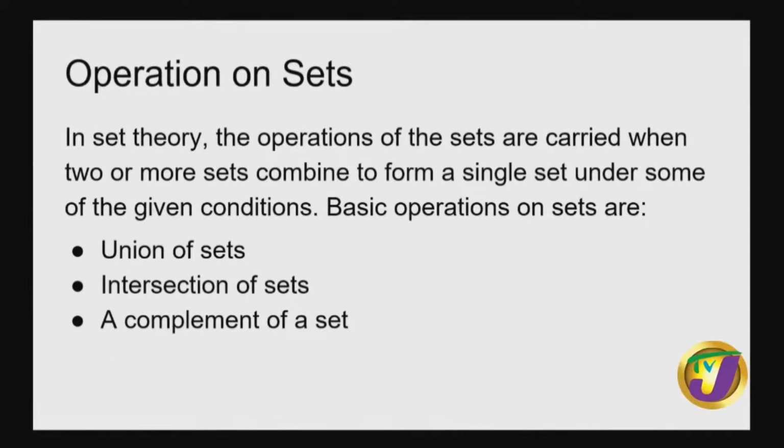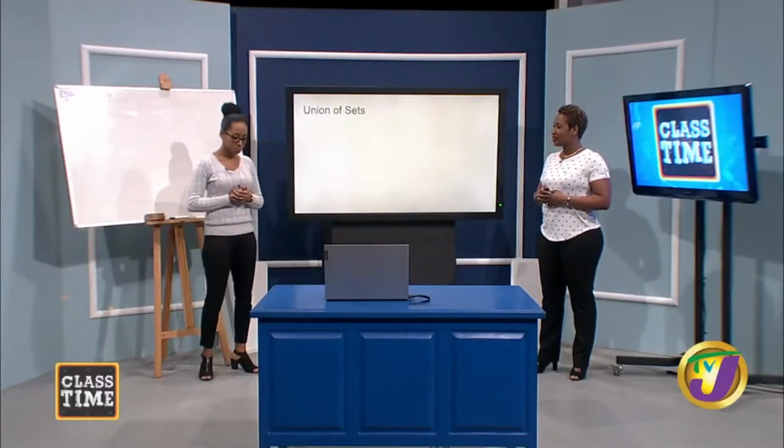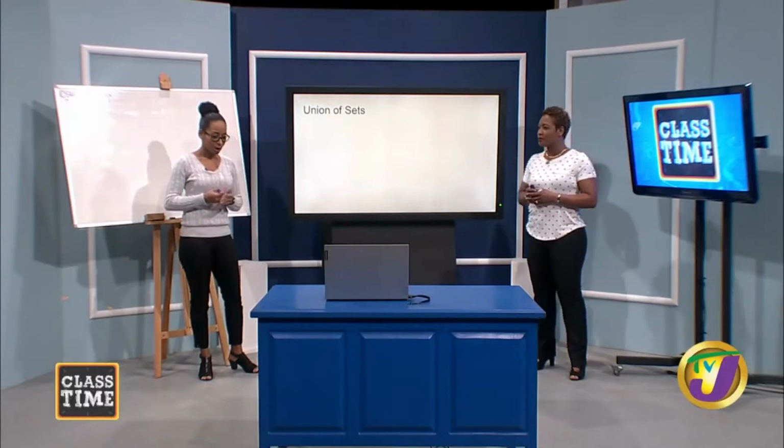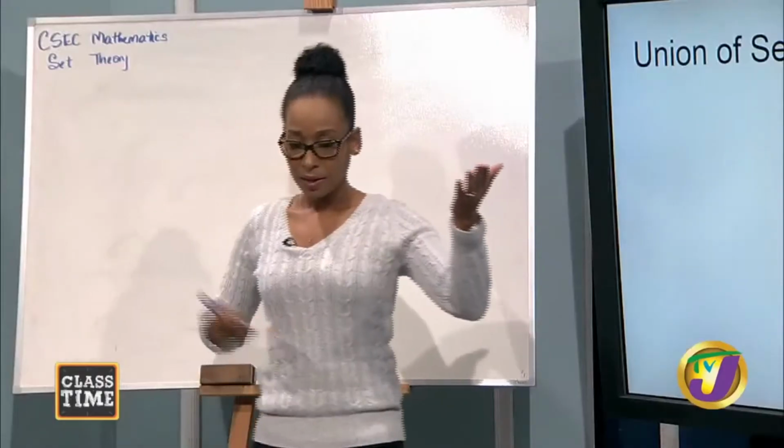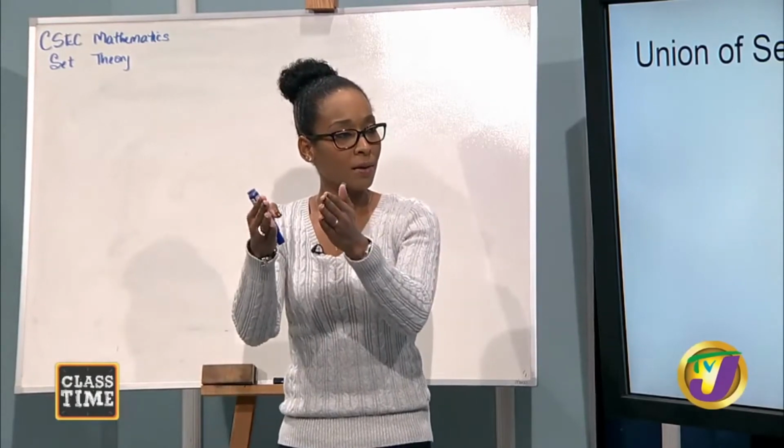All right, I think we seem to be getting there. So let's look at union of sets. Union. What do you think that is, though? Union. All right, so with union, two or more things then coming together. Like a wedding, yes, right?